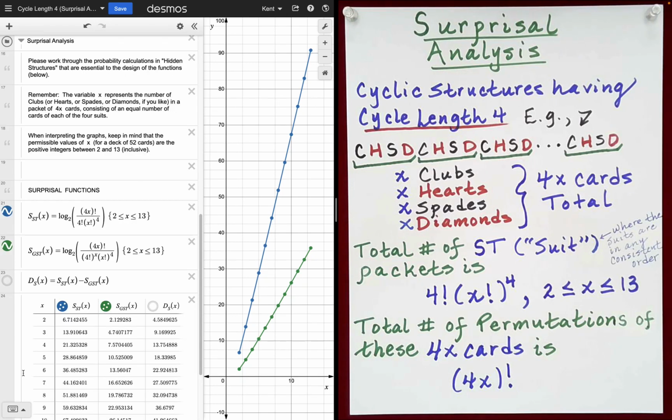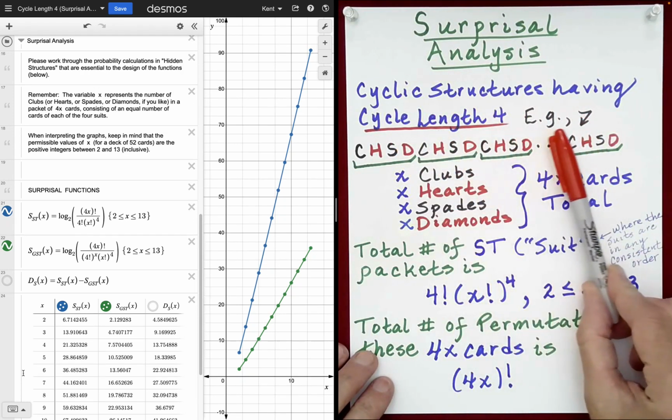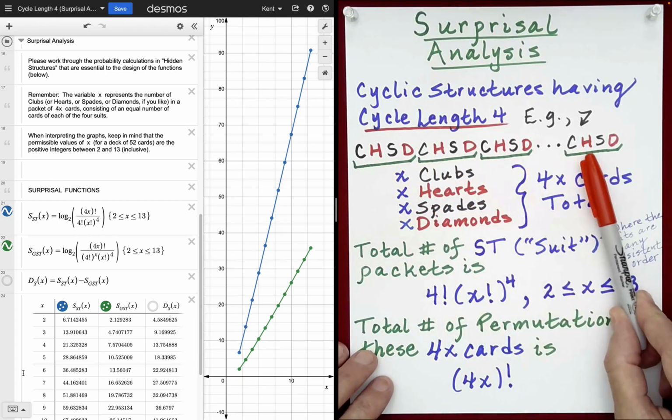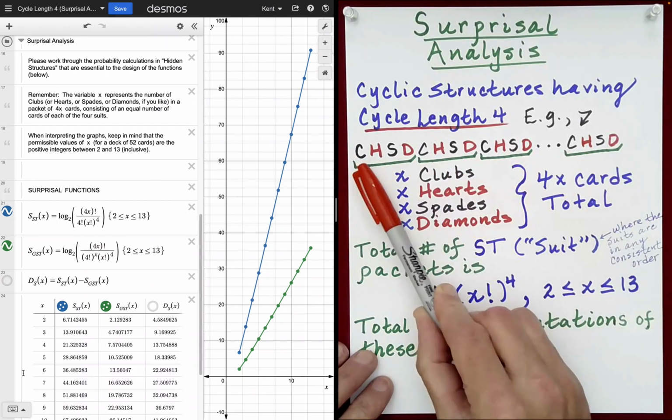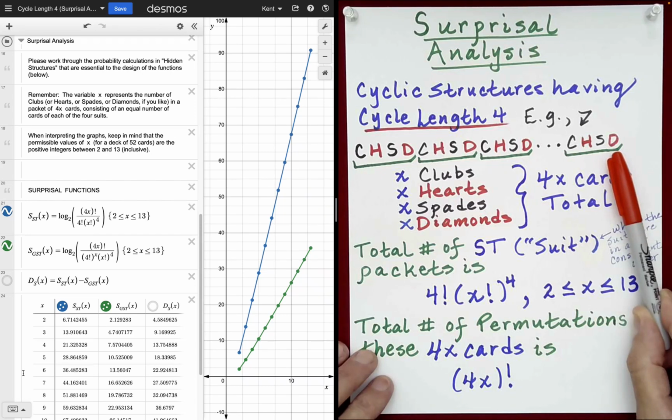So let's go ahead and build our Surprisal function for a cyclic packet in which there is a cycling through of the 4 suits in some consistent order. So here we go. Cyclic structures having cycle length 4. For example, if we were to order the entire deck in this fashion, namely a club, heart, spade, diamond, followed by a club, heart, spade, diamond, and so forth, that would constitute a cyclic structure having cycle length 4.